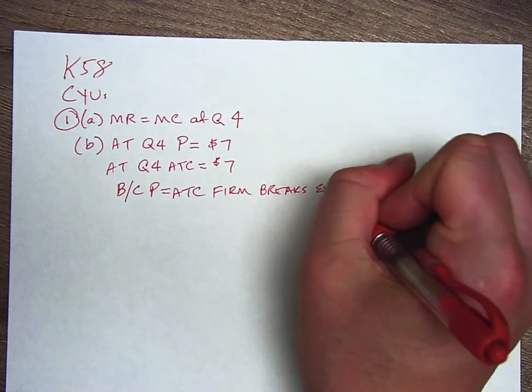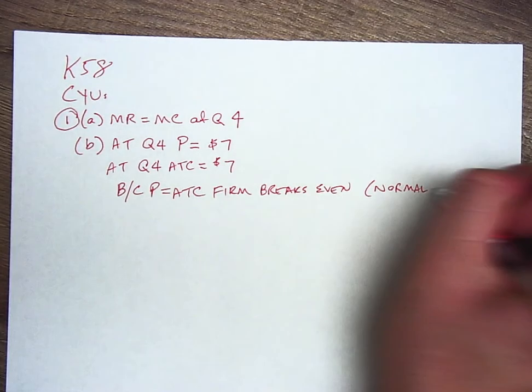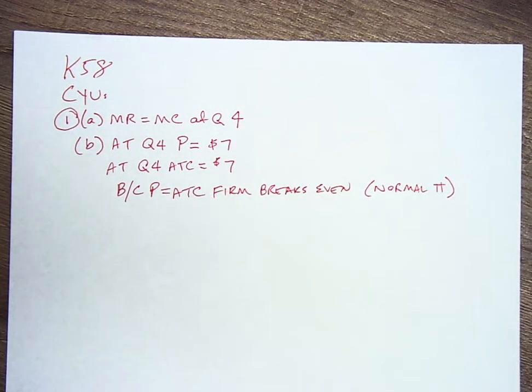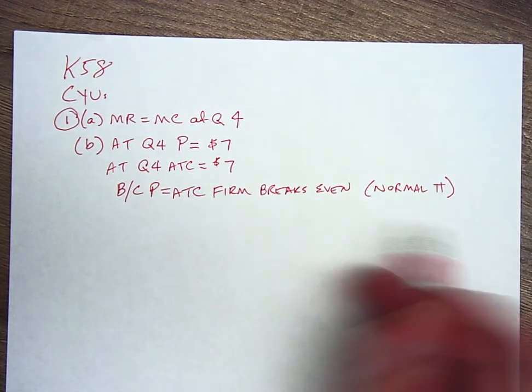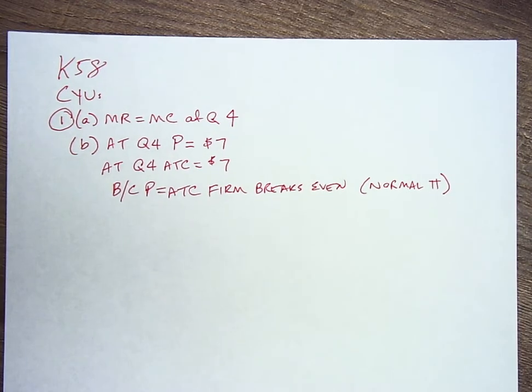Breaks even. And we sometimes call that normal profit, right? Remember from last unit, that's called normal profit. So we'd say the firm's earning a normal profit because price equals ATC. So that's our profitability test.